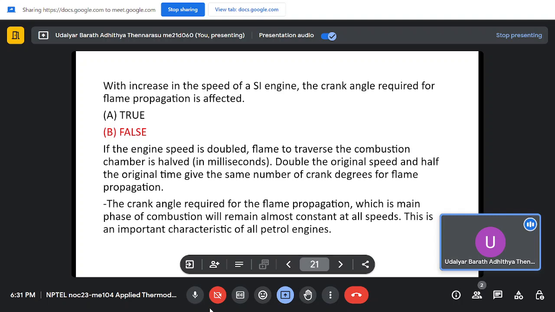So the crank angle will not be affected with the speeds. So the crank angle required for flame propagation, which is the main phase of combustion, will remain almost constant at all speeds. This is an important characteristic of a petrol engine. So what's happening is your speed is getting doubled and your time is reduced in half. So the amount of crank rotation will remain same, irrespective of the speed. So the statement is false.